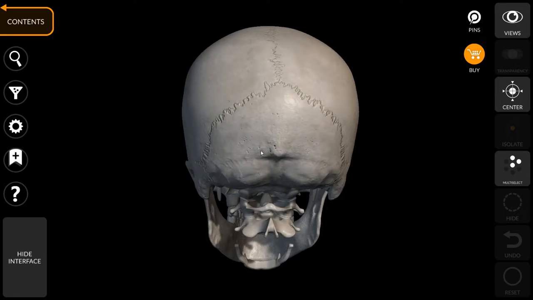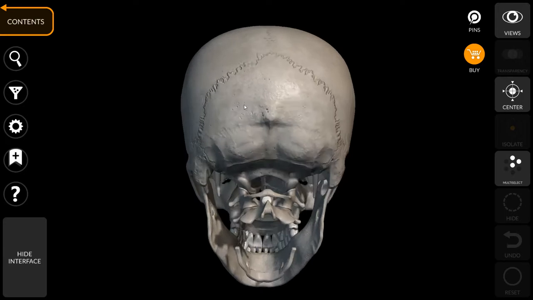And then looking at a posterior view of the skull, we have the occipital bone with paired parietal bones separated by the lambdoid suture.